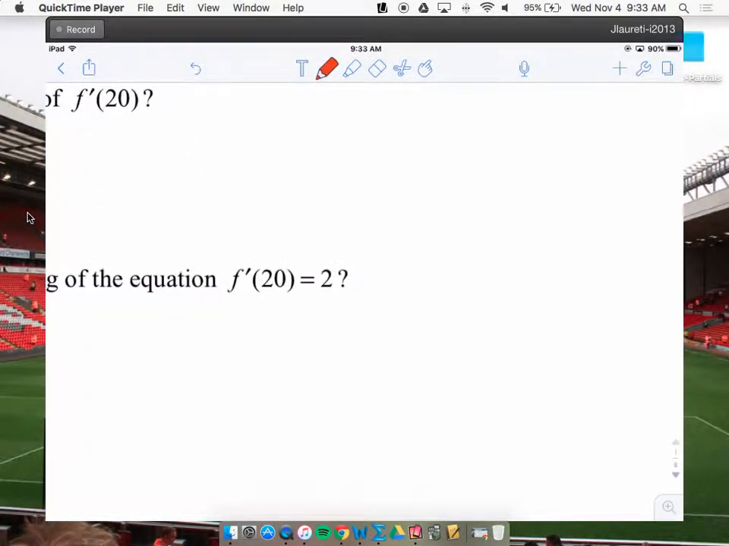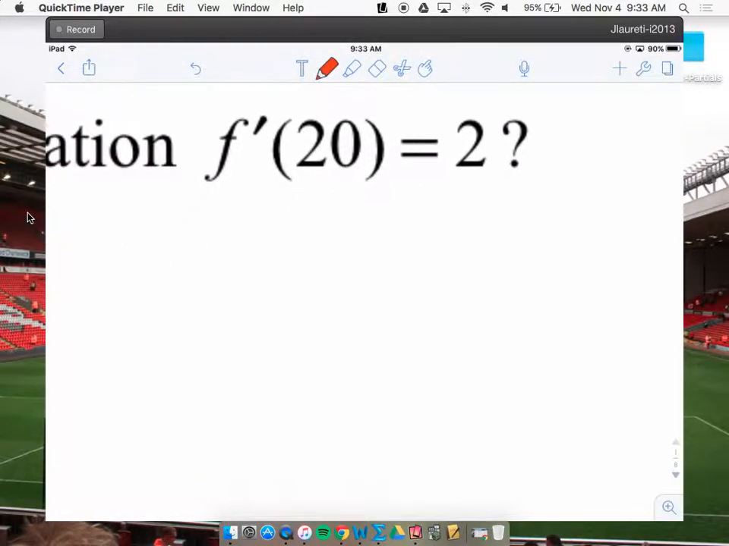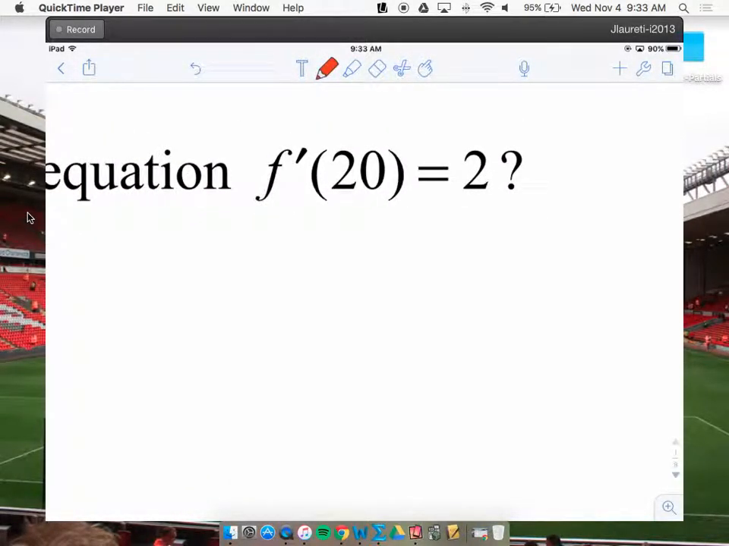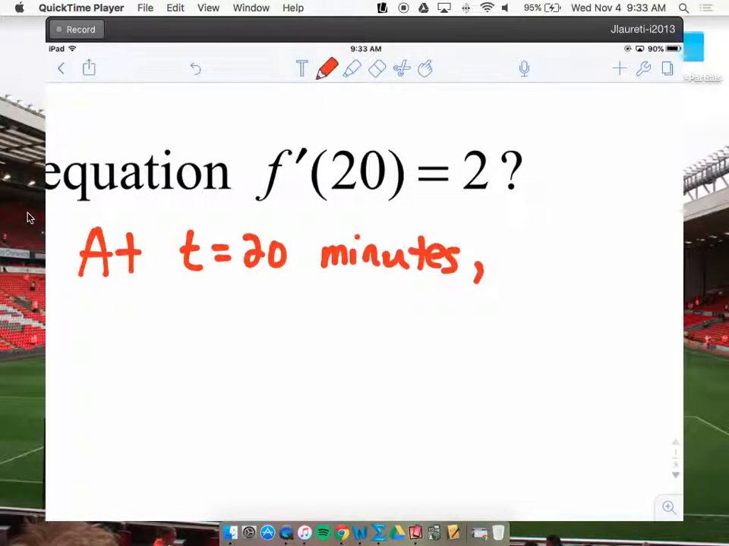All right, now the last one says f prime of 20 is equal to 2. Again, what does the 20 mean? You can say at t equals 20 minutes. Now, it's giving us the derivative, right? So the derivative is the rate of change, and it says that it's 2.